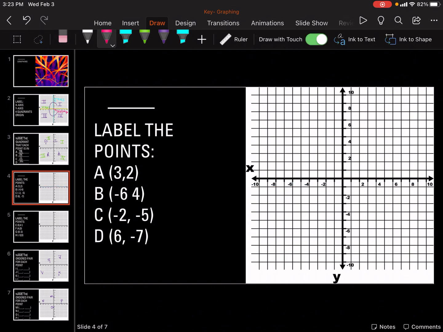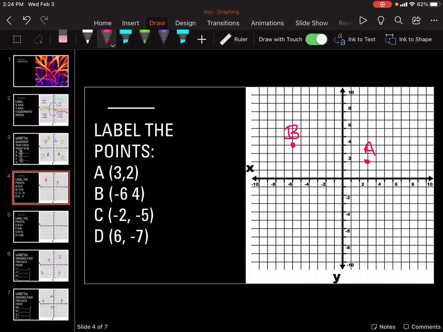So point 3, 2, we're going to label that A. You're going to always start at the origin, and you're going to go over to positive 3, and then you're going to go up. So you're going to go over 3 and up to 2, and that is your point A. So I'm going to erase all that other stuff, and that is point A. For B, notice it's -6. So you need to go to the left to -6, and then up to positive 4 is right here, and that is B.